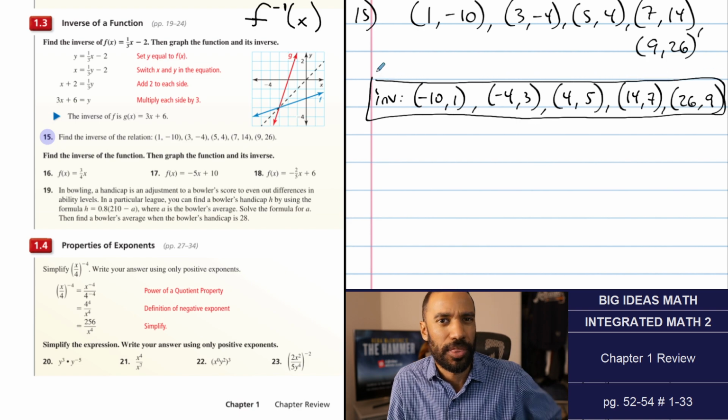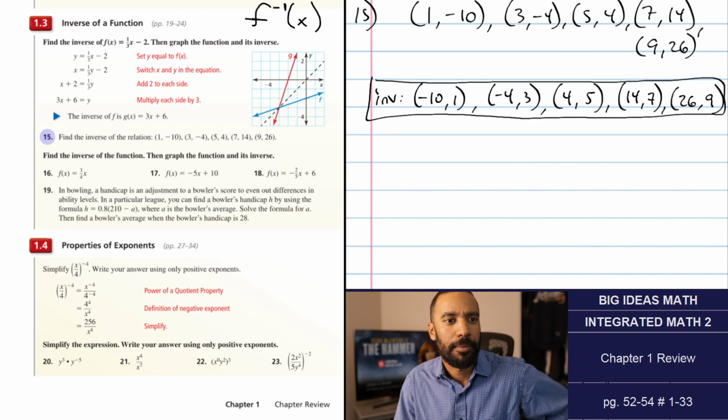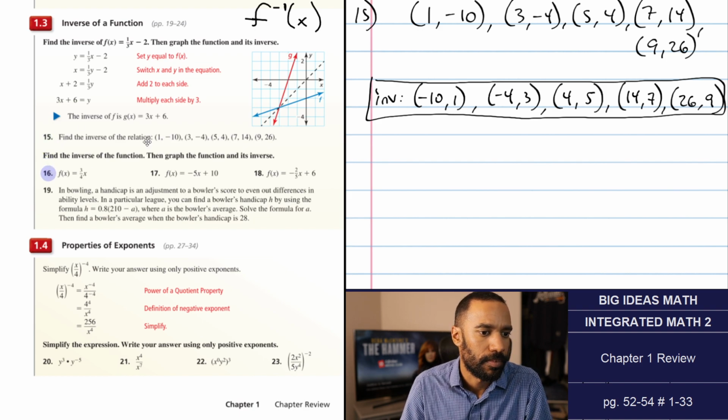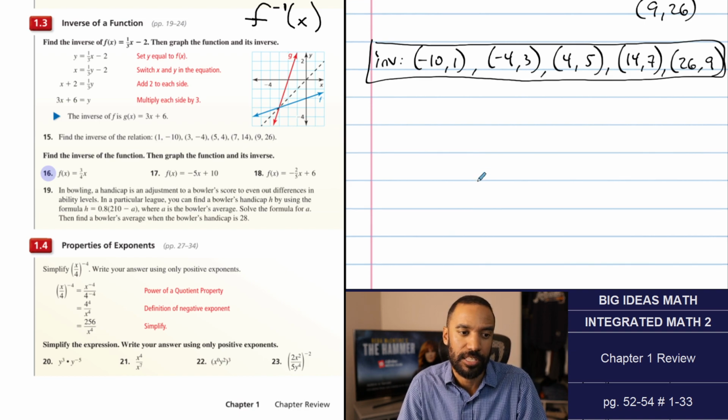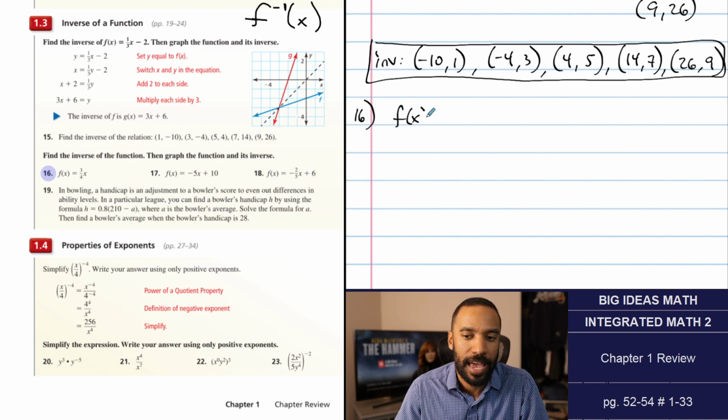Now, we'll have to graph the others with lines, and I'm fine with that. Number 16. f(x) = 3/4 x. For 16, 17, and 18, we're going to find the inverse of the function, then graph the function and its inverse. Kind of like the example. Exactly like the example. f(x) = 3/4 x.